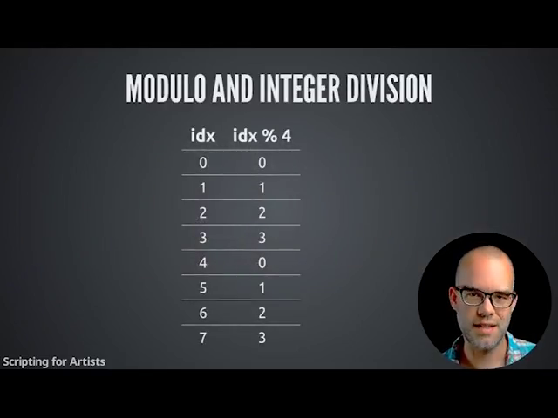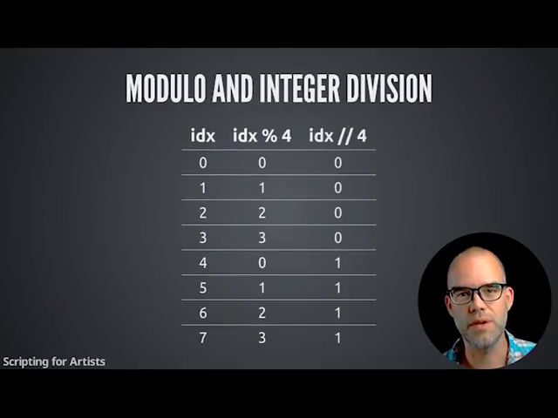Here you have it in a table. As idx increases, you can see that idx modulo 4 simply goes from 0 to 3 and then 0 to 3 again. And this makes it quite useful as an x-coordinate. And if we look at idx divided by 4, you can see that it just increments at 1/4 of the speed of idx, which gives us a good y-coordinate.